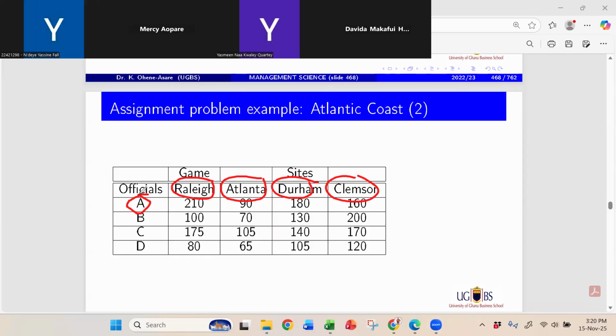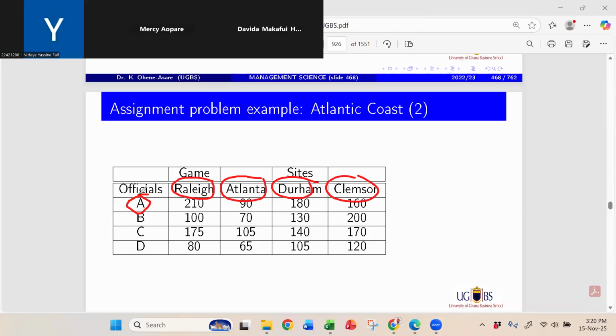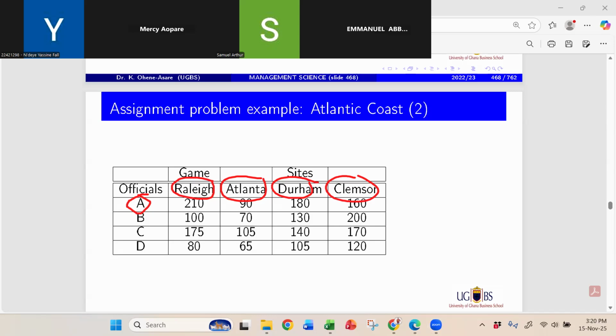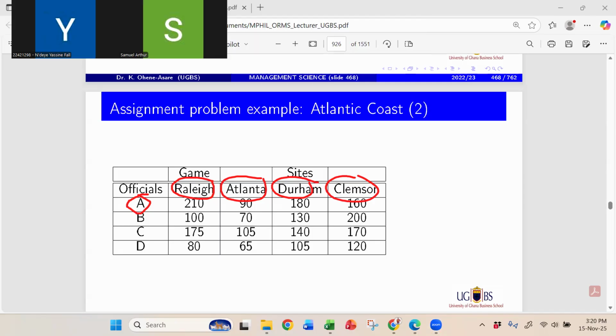Davida: Atlanta and Clemson? It can never be Atlanta and Clemson. I say officials A, where should they go to? That was a question. Mercy: Atlanta. Officials B, where should they go to? Atlanta. Emmanuel: Atlanta. Officials D? Atlanta. Samuel: Atlanta. So all of them will have to go to Atlanta.